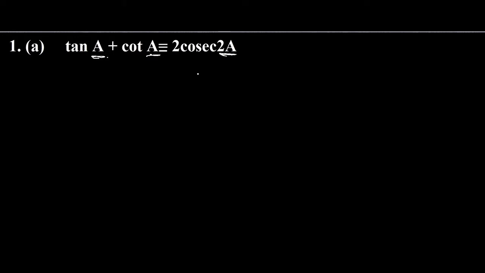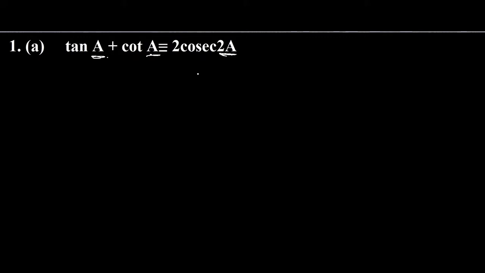In this identity we can clearly see that there is a single angle which is becoming a double angle. Secondly, there are two terms. This is one term, this is the second term. There are two terms which are becoming one. That means we have to merge them somehow.